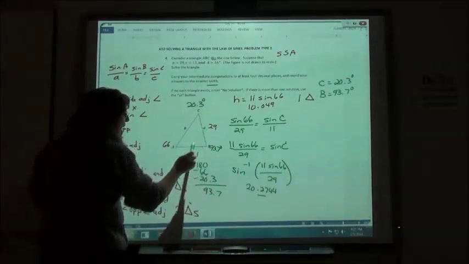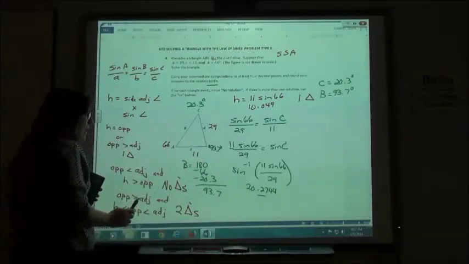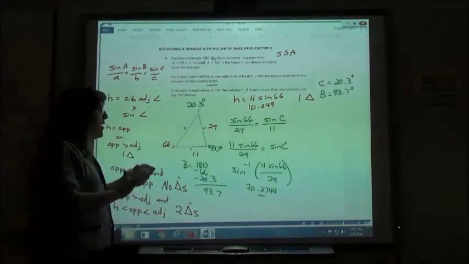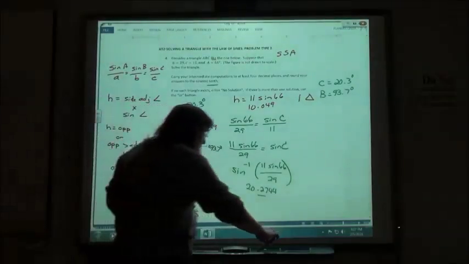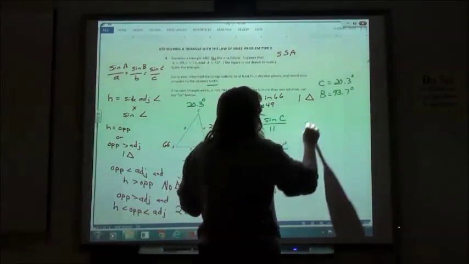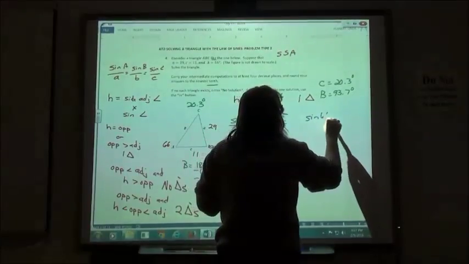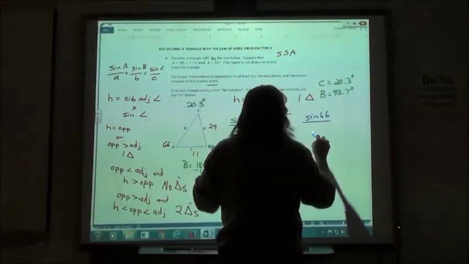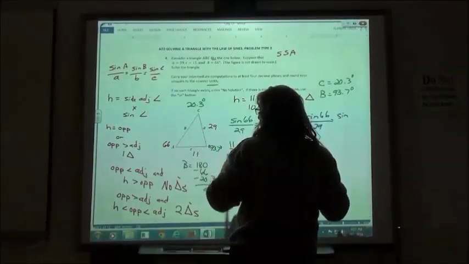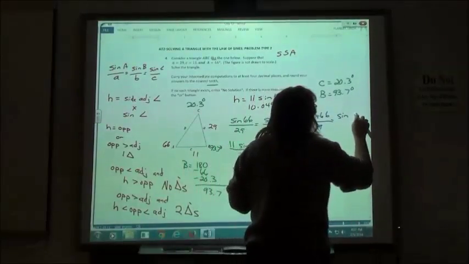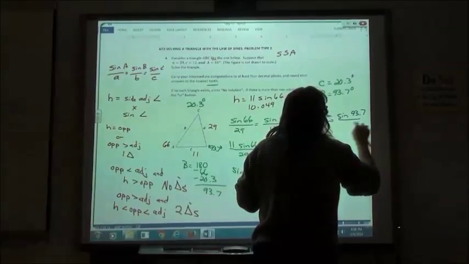So, we have angles A, B, and C. We have side A and C. We still need side B. Again, to avoid rounding issues, use the original information you had. So in this case, I'm going to use the sine of 66 over 29 equals the sine, and angle B was 93.7 over B then.